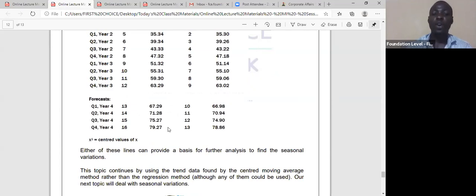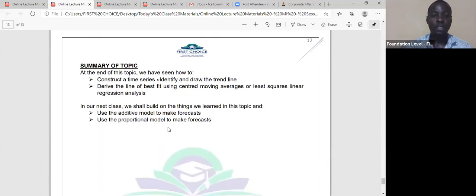This topic continues using the trend data found by the centered moving average method rather than the regression method. So when we go to the next topic, we'll be building on what we got from the moving average method. Then I'll give you an assignment on how to get your seasonal variation building up from the centered moving average trend line. I will also give you an assignment on regression analysis. So you need to use this period to know it. The next class, on Wednesday, you are going to see us doing seasonal variation.